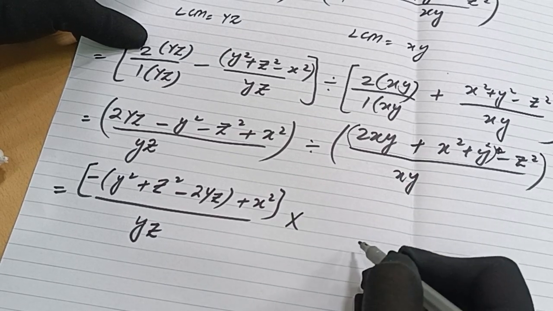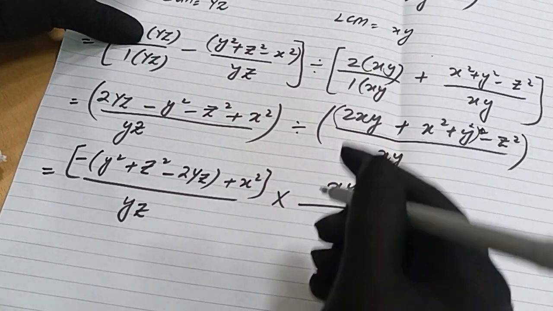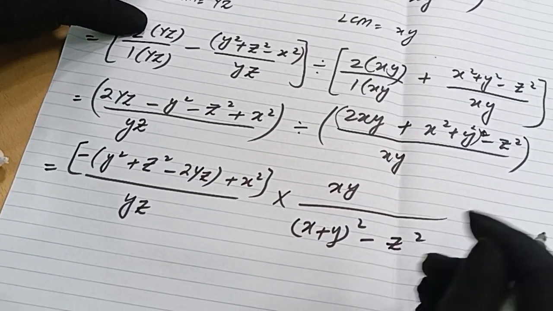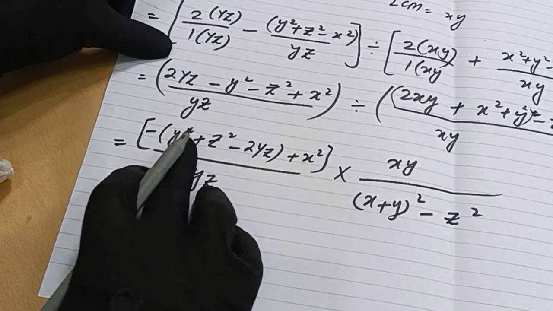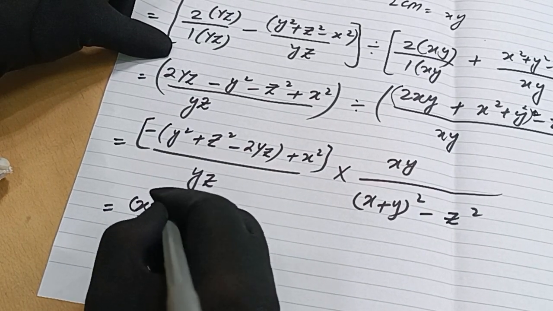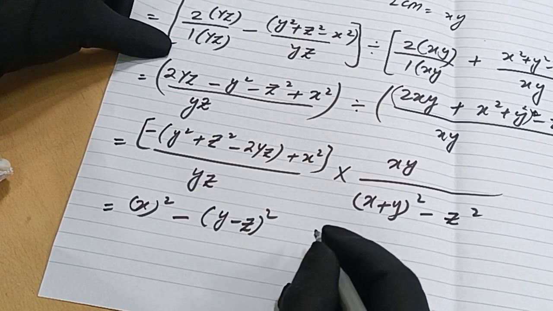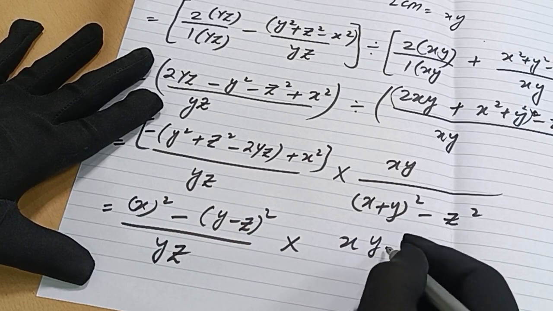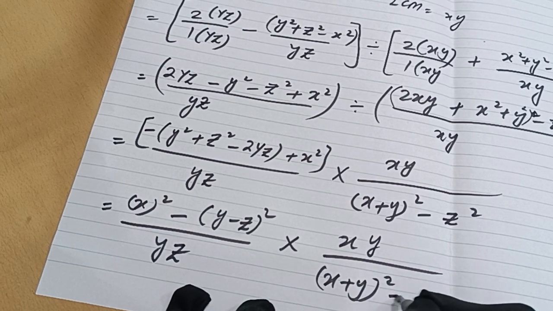Change the division into multiplication. This will go up and this will go down. Bringing it down, I will complete the identity also: x plus y whole square minus z square. Is that okay? I write this first, this second. This factor first, x whole square. This factor becomes y minus z whole square. Divided by yz, multiply xy into, divided by x plus y whole square minus z square.